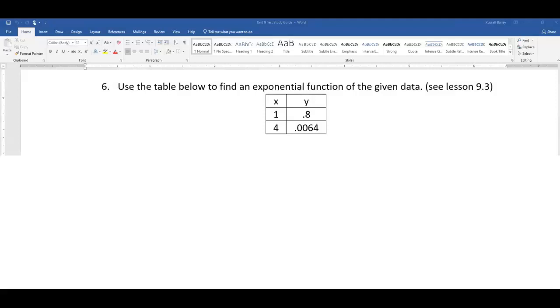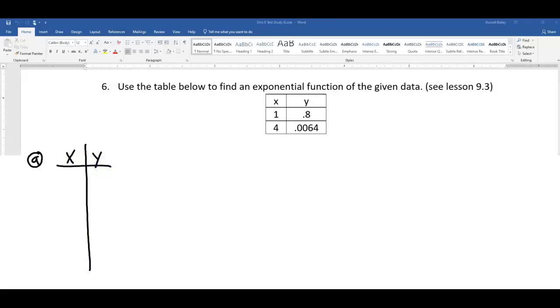I want to use this table here on number 6 to actually create an exponential function. Might be helpful to look back at your notes. This is a challenging exercise that we spent 2 days on, so let's go ahead and jump in here. So the first thing I recommended when doing this was to rewrite the table.